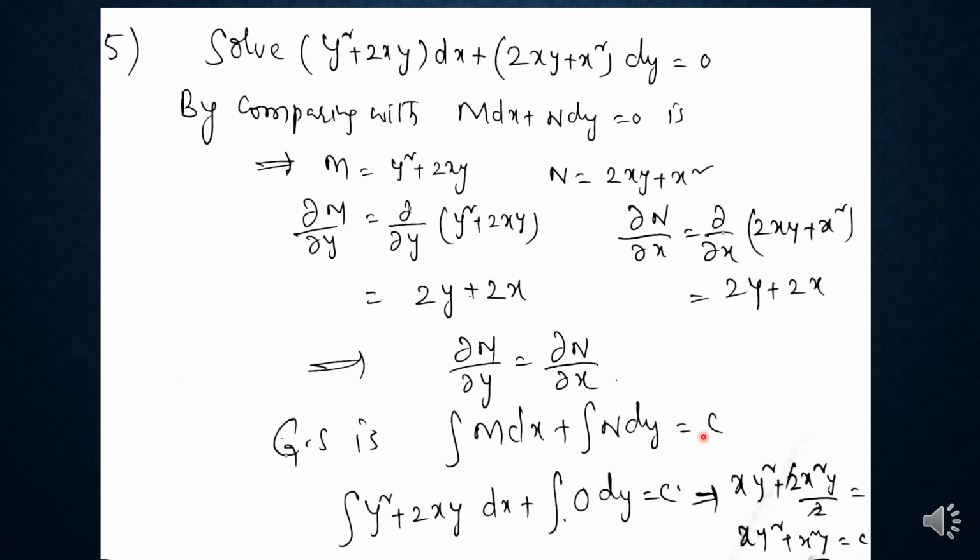Integral M dx plus integral N dy is equal to c. Integral M dx means integral y square plus 2xy dx, plus integral of the terms free from x in the N function. There are no such terms in N, so that is equal to 0, integral 0 dy is equal to c. After integrating, we will get x into y square plus 2y into x square by 2, plus integral 0 dy is c. So that is xy square plus x square y is equal to c. This is the solution for the given differential equation.